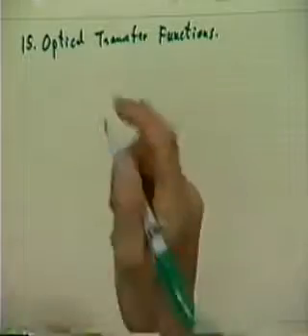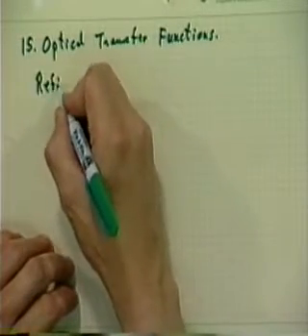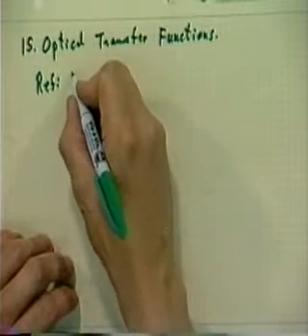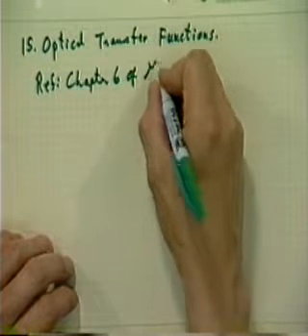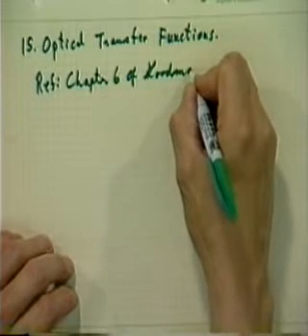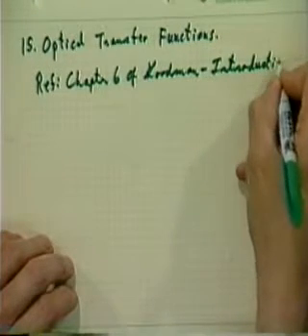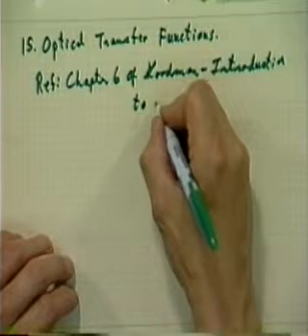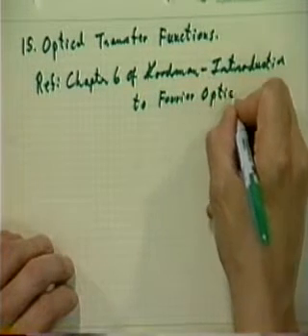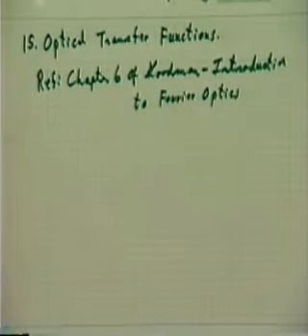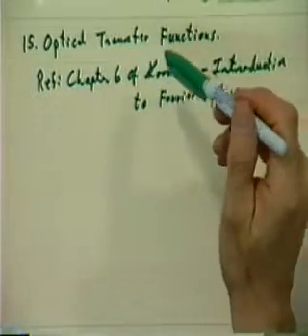And the reference that we're going to be following here will be chapter 6 of Goodman's book. So this is going to give us a way of determining how well an optical system is working.